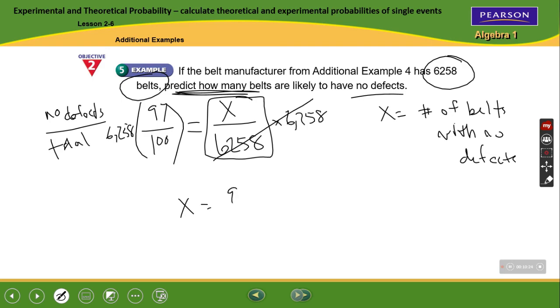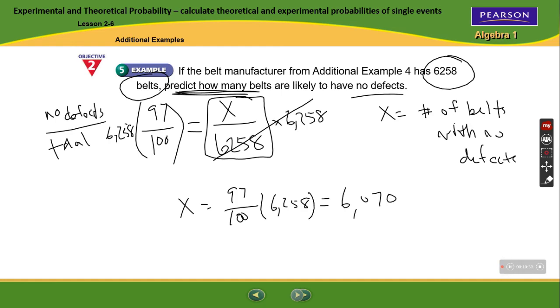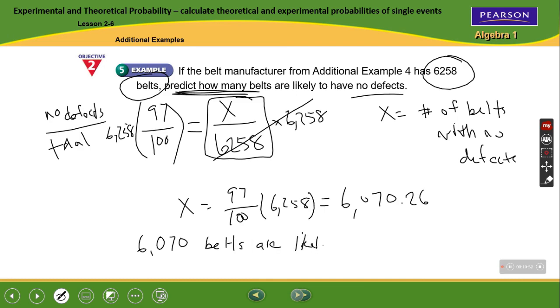Now we're going to find out what x equals. So x equals 97 over 100 times 6,258. And for something like that, we are going to use a calculator. And we're going to find out that is 6,070.26. So the question is, how many are likely to have no defects? We're going to answer that with a sentence. 6,070 belts are likely to have no defects.